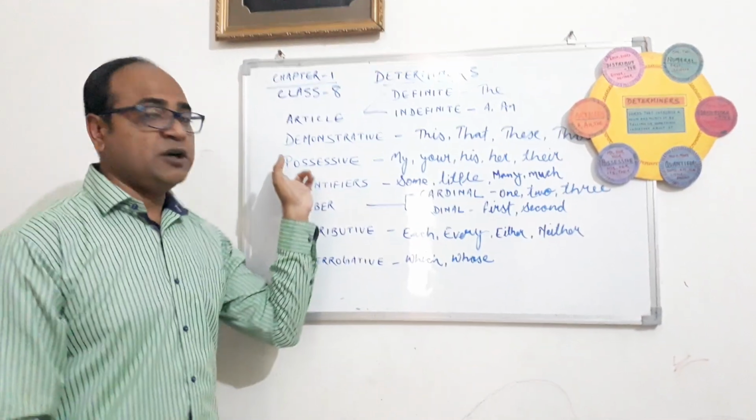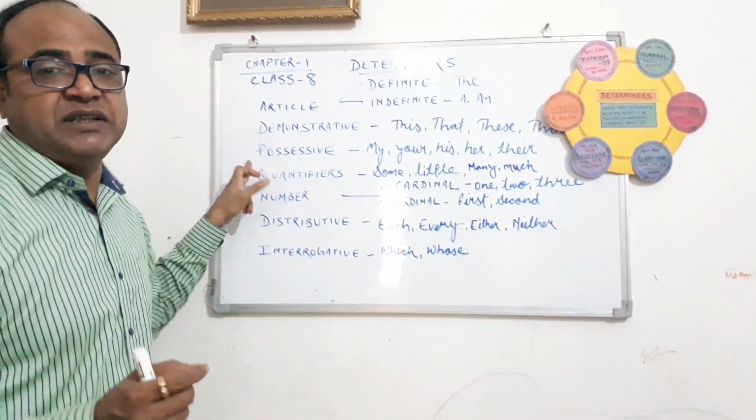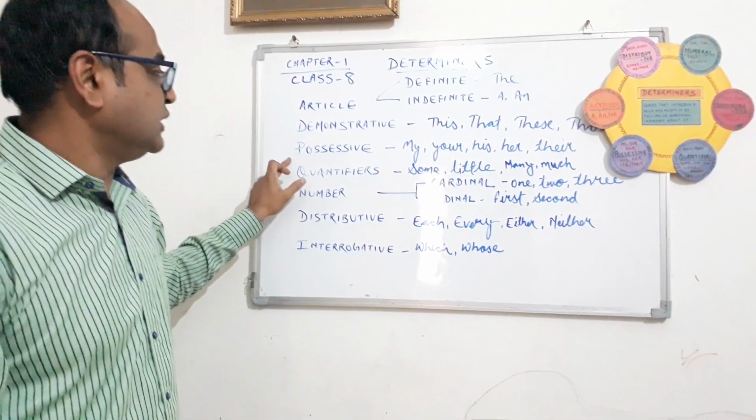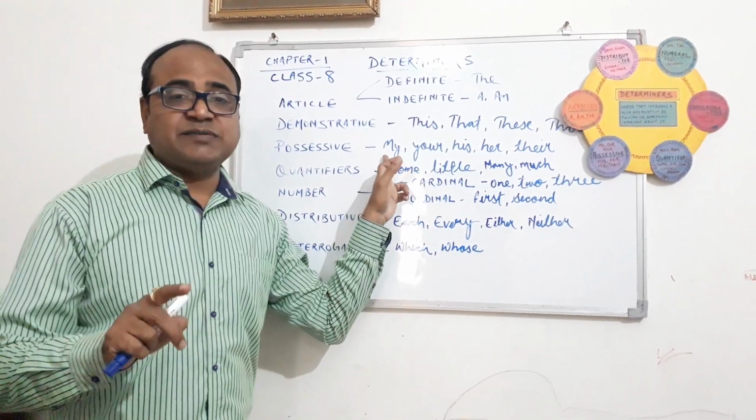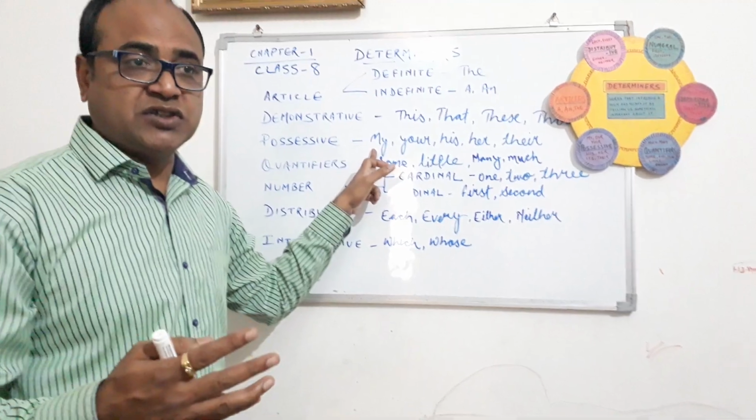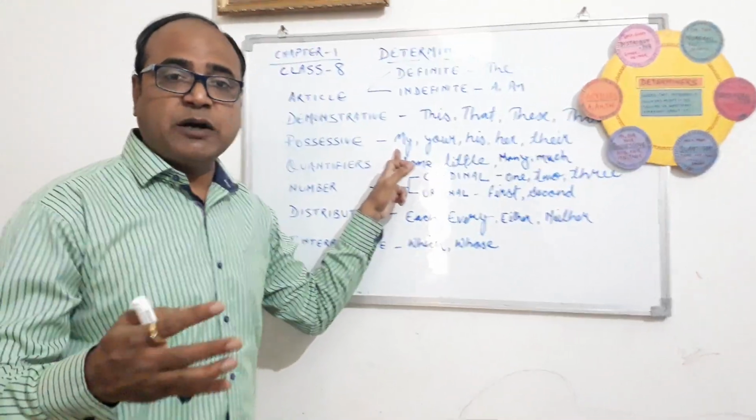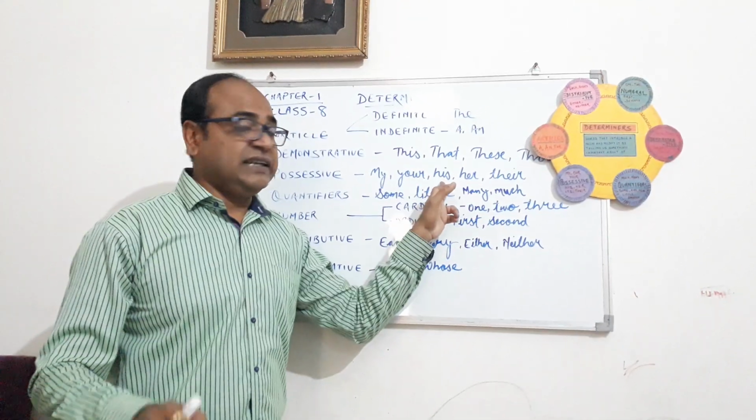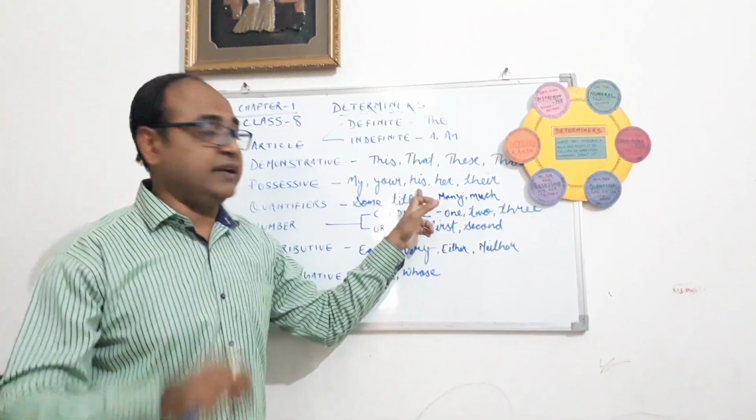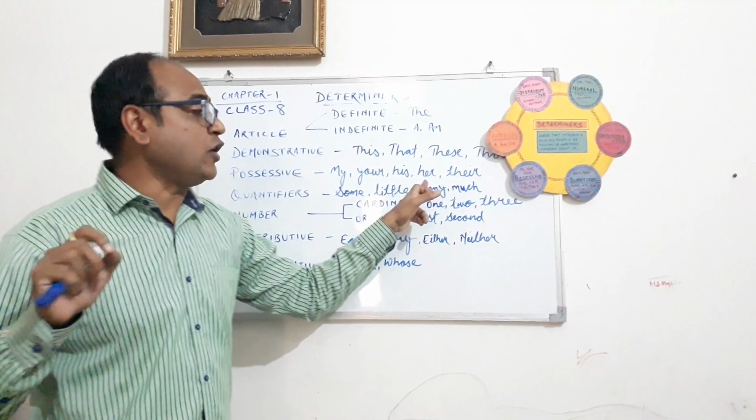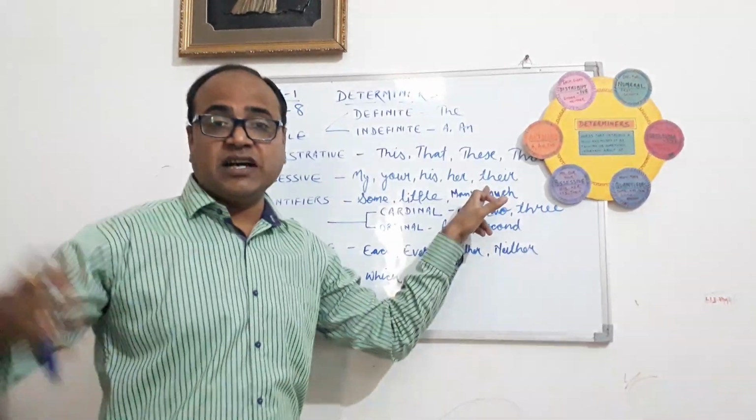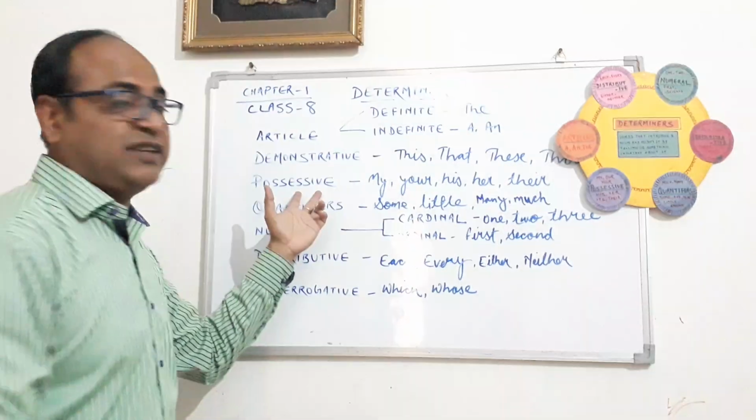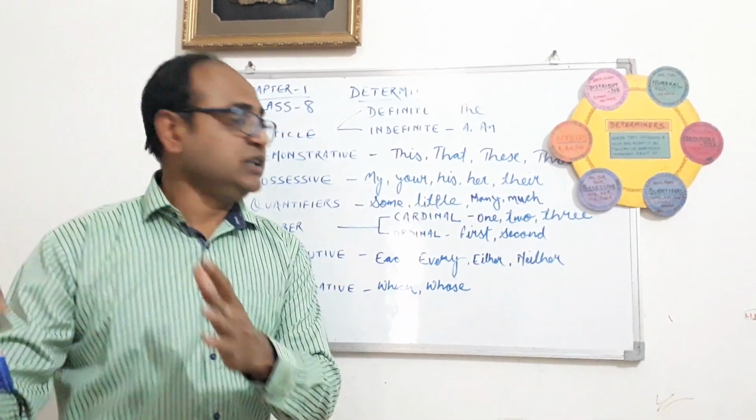Let us come to possessive determiners. Possessive determiners show the belongingness of a substance to a noun. We can say, that is my dog. So it is the specific dog about which the person is indicating. This is your house. It is his pen. It is her frog. It is their house. All these words indicate possessiveness of a person to a noun.